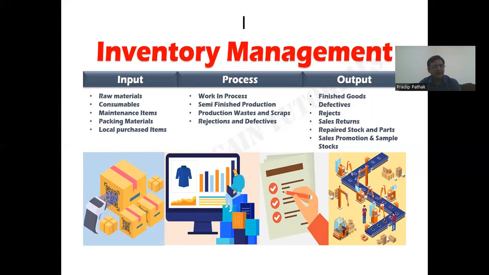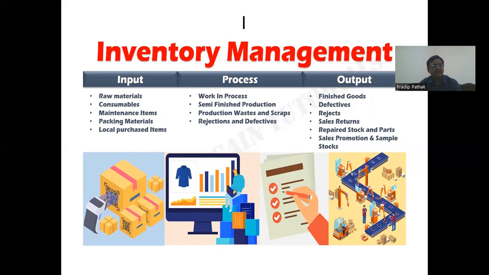Okay, so this is as far as the input is concerned, and in the process you still could have a few types of inventories, like work in process. So what usually happens is, it is not necessary that you are holding only one machine to put your raw material and find out the finished product.